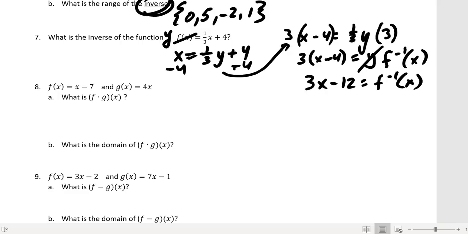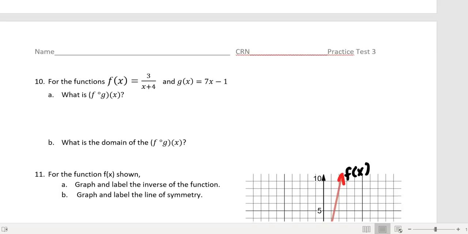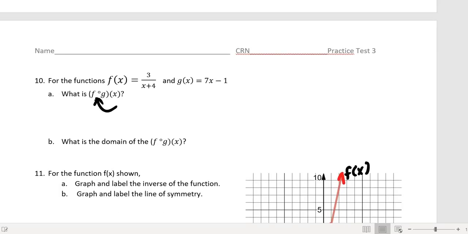Moving right along. Problem number 8. It says, what is f times g of x? Now be very careful. This is a closed circle. That means multiplication. A few problems later, we're going to have an open circle. See the difference? This means compose with.